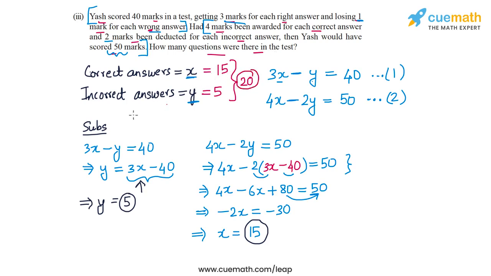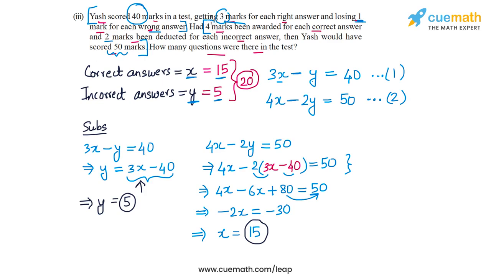Now let's quickly verify if our answer is correct. Yash got 3 marks for every right answer, which means he got 45 marks for his right answers, and he lost 1 mark for every incorrect answer. So he lost 5 marks for his incorrect answers. So 45 minus 5 is 40. So that aligns with the first piece of information given to us.